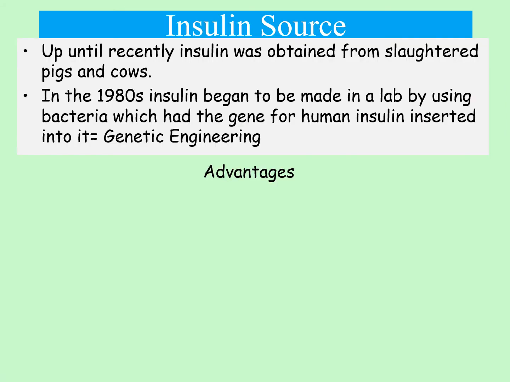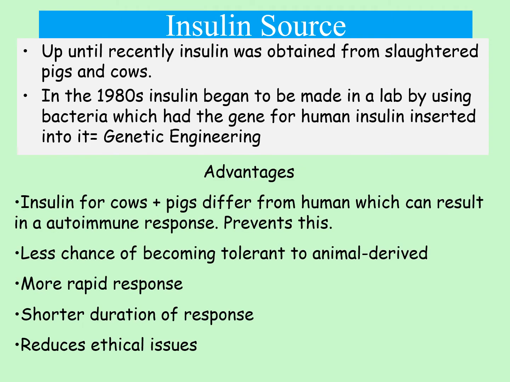The source of insulin, so where do we get insulin? Well, it used to be from slaughtered pigs and cows, but there were problems with that, as we'll talk about in a second. But nowadays, it's genetically engineered, which you'll do something about in year 13. But insulin from pigs and cows obviously differed from humans. We don't say it rejects it because it's not an organ, but it would have created an autoimmune response, and that stops it working as well. There's less chance of becoming tolerant to it.